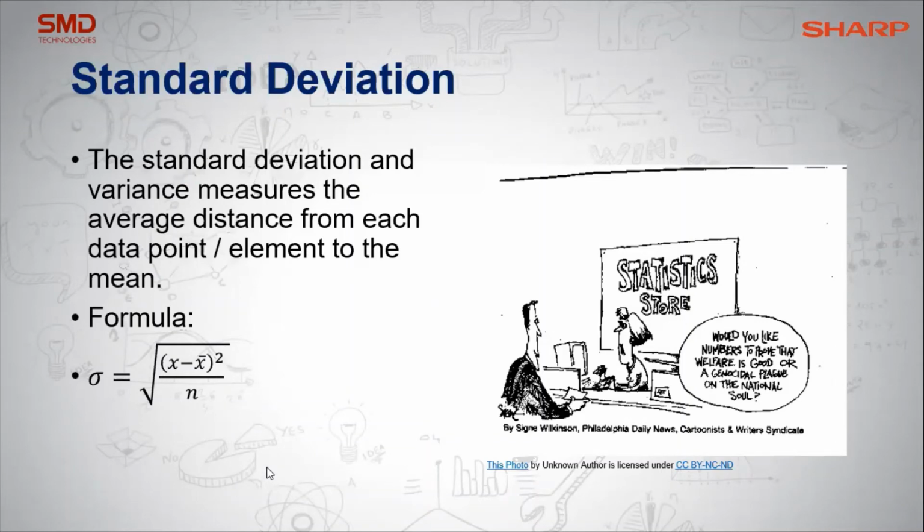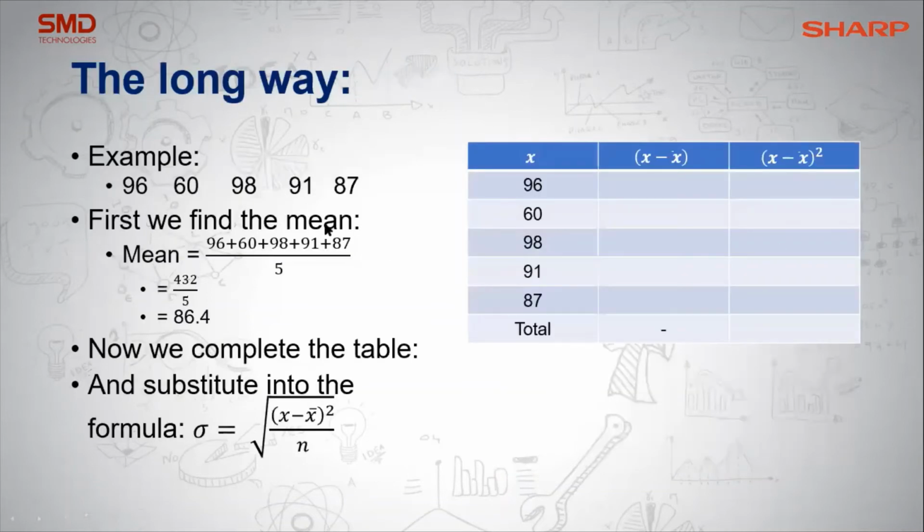Now, we can do it the long, complicated way. Okay, so here's our data points. And the first thing that we need to do is to find our mean. So our mean is adding up these 5 data points, dividing them by 5, and we get 86.4. So what we're going to do now is say 96 minus 86.4, which would give us 9.6. Am I right?